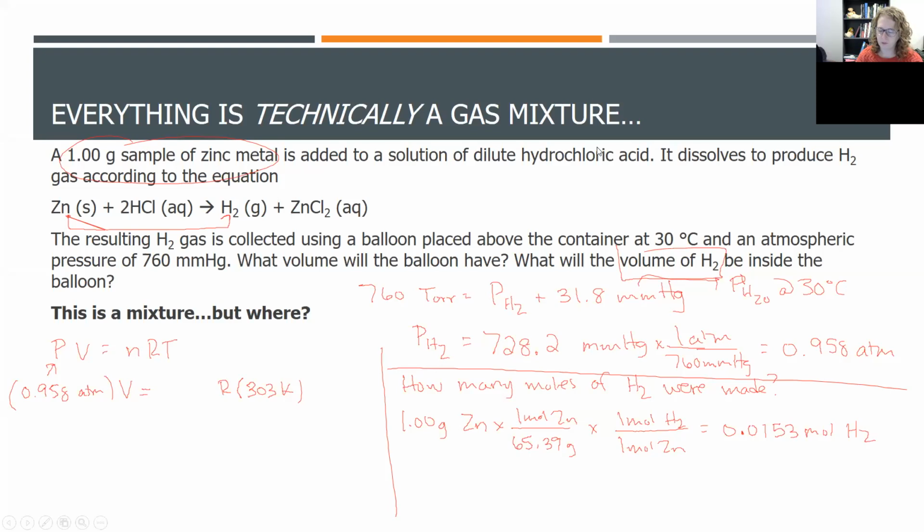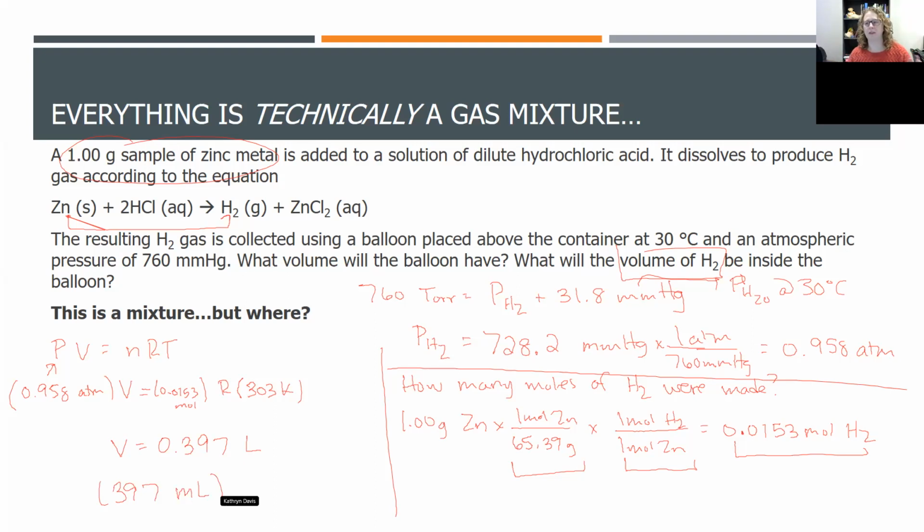If I use the molar mass of zinc to turn that 1 gram into moles, and then use the coefficients from the chemical equation to go from zinc to H2, I made 0.0153 moles of H2. That is what I can put into my PV equals nRT problem, and now I can solve for the volume. So 0.0153 times R, which is 0.08206 liter atmosphere per mole Kelvin, times 303 Kelvin, divided by 0.958 atmosphere. The volume is 0.397 liters, or if I felt like converting, 397 milliliters.